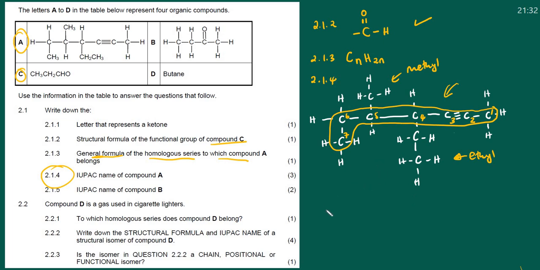Would it be correct for me to write this: 5-methyl, and then 4-ethyl, and then in the chain there are 7 carbon atoms, so that will be hept, and then the triple bond is in the third one, so hept-3-yne. Remember, that is a triple bond. Will this be correct? What are your thoughts, Ms. Samke? Is this correct?